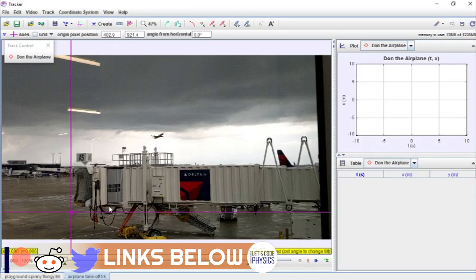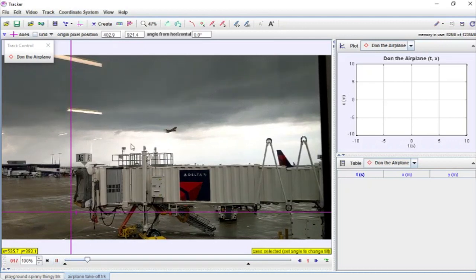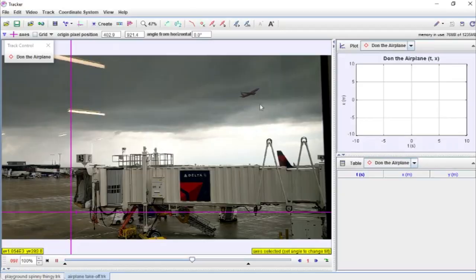Today what I want to look at is how we handle objects moving in 2 dimensions. So far everything we've done has been objects moving in either the x-axis or the y-axis. Now I want to look at things like this airplane here that move in both the x direction and the y direction.